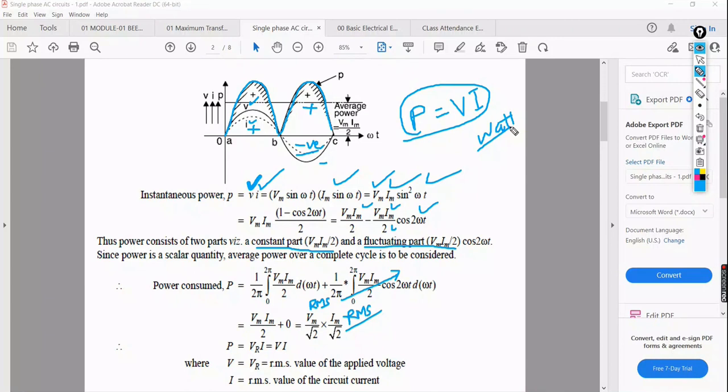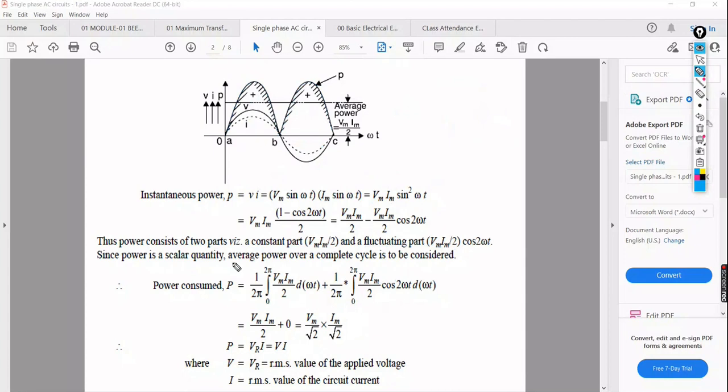Is this clear now? Anybody having any doubt? That explanation is present in my notes. You can go through once.